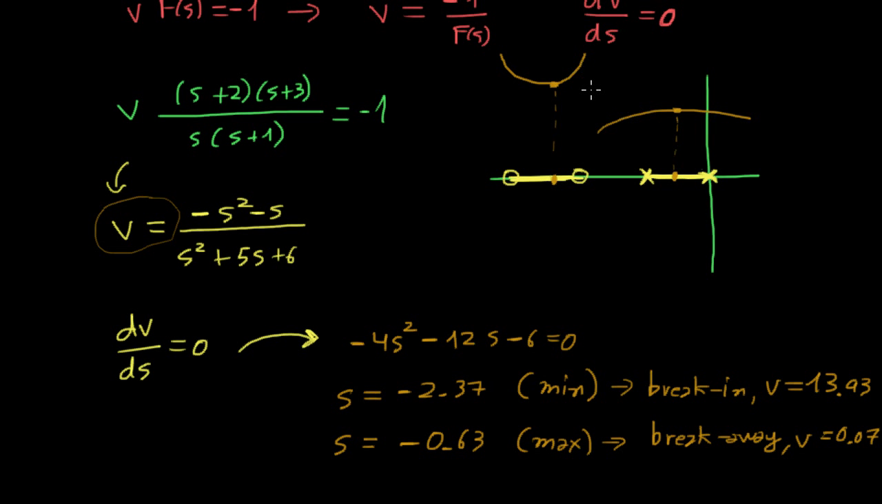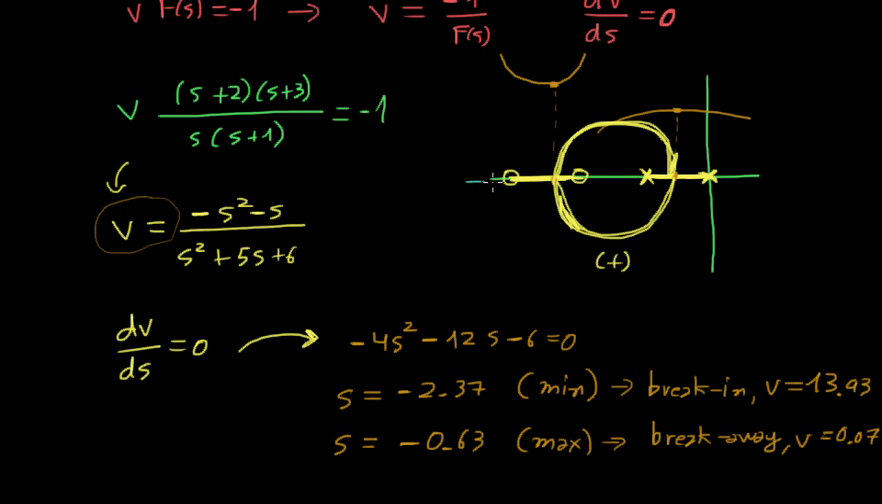But anyway, this is not root locus. You must be careful with that. The root locus is something like this. I was just drawing that to point out the fact that they come from maxima and minima. So this is the positive root locus.